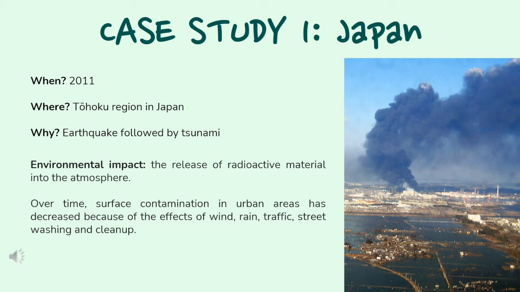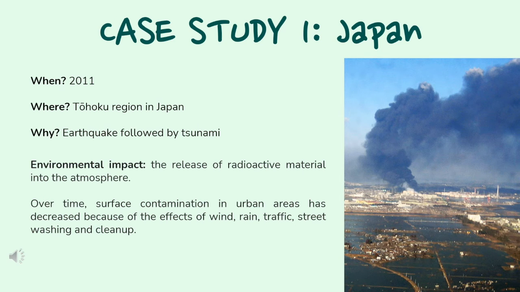More than 1.5 times that number were still listed as missing and presumed dead. By then it was evident that the earthquake and tsunami constituted one of the deadliest natural disasters in Japanese history. The tsunami also instigated a major nuclear accident at a power station along the coast. The reactor accident in Fukushima in 2011 resulted in the release of radioactive material into the atmosphere. The radioactive fallout has dispersed locally, regionally, and globally over land and sea by weather, mainly by wind and precipitation. Over time, surface contamination in urban areas has decreased because of the effects of wind, rain, traffic, street washing, and cleanup.